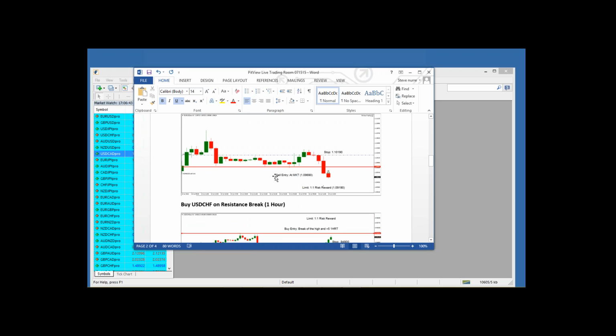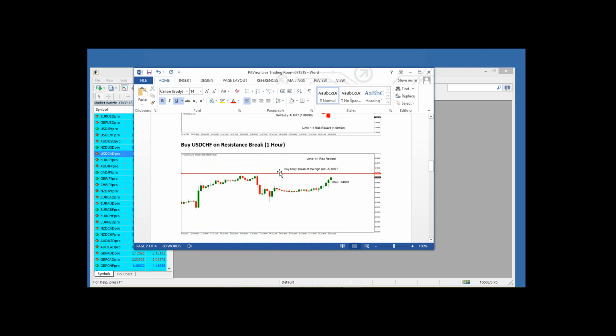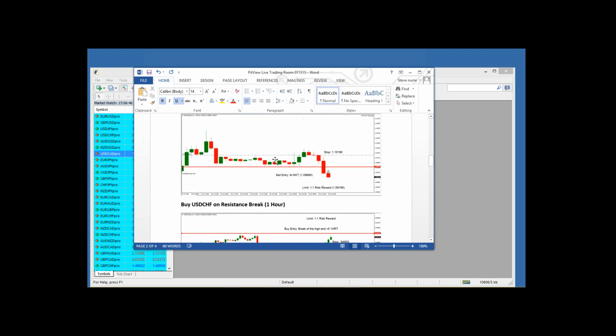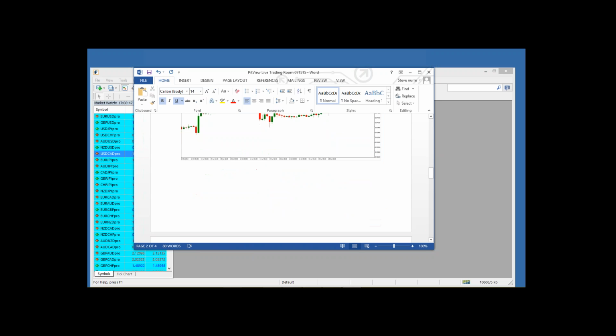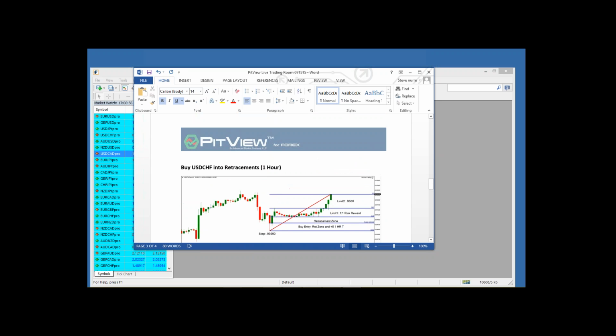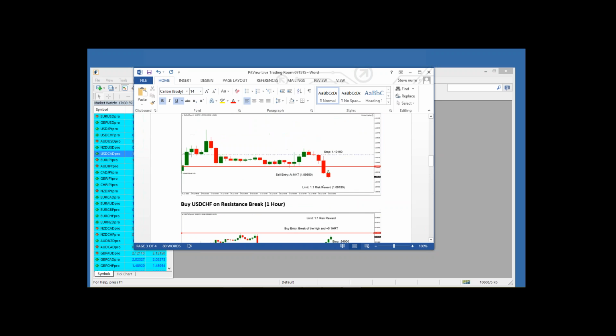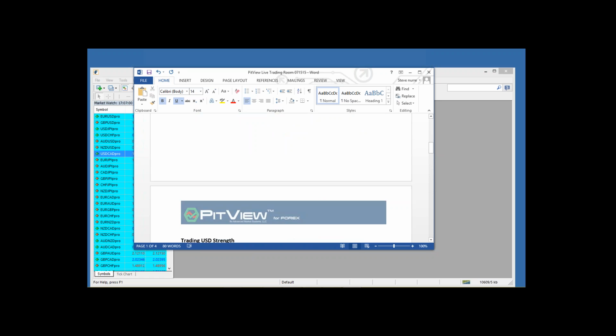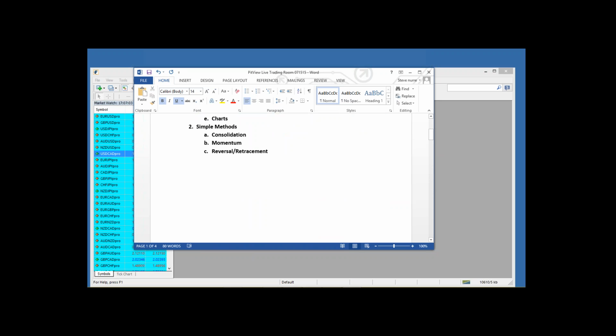Some trades that we were going over in the trading room earlier this morning actually fit consolidation, momentum, and retracement perfectly, or reversals, if you will, as far as how we've been trading in the live trading room up until this point. And so what I thought I would do is just go through how I set up my PitView.